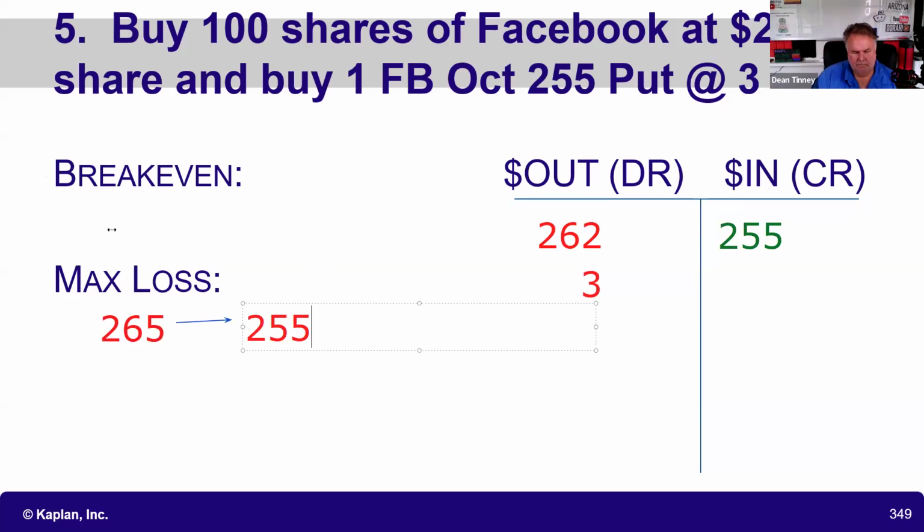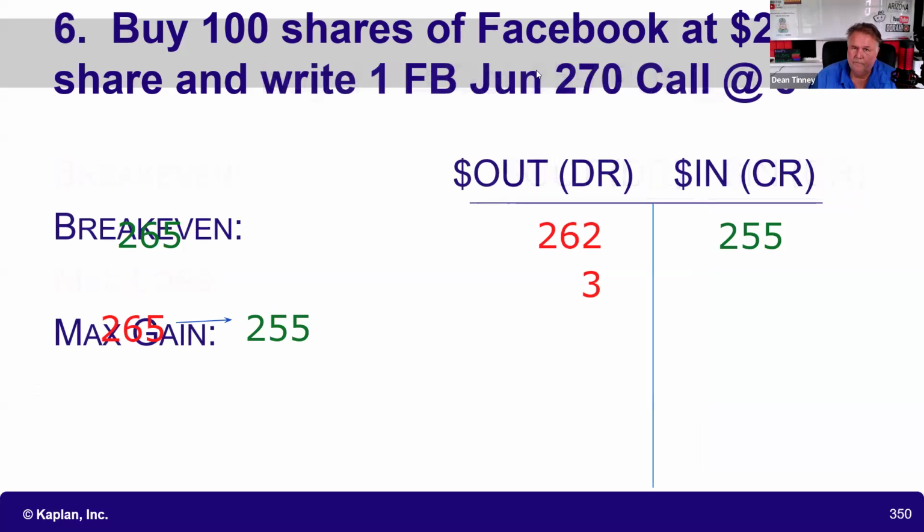All right. Let's give you another one. Now, the reason Dean doesn't have the max gain in here is because it's not germane to the question. There's no ceiling here. Here's another one for you to try.